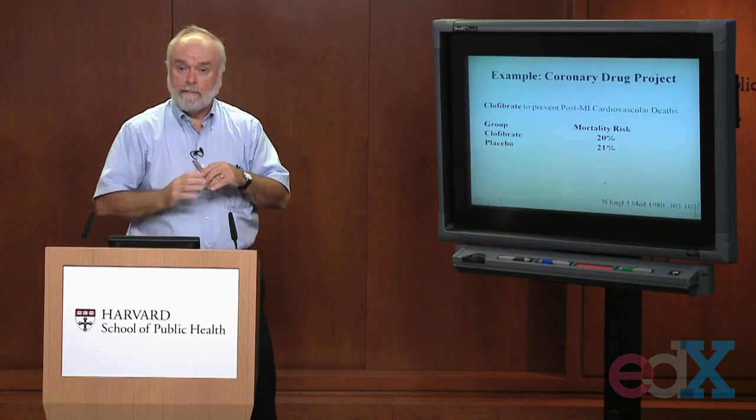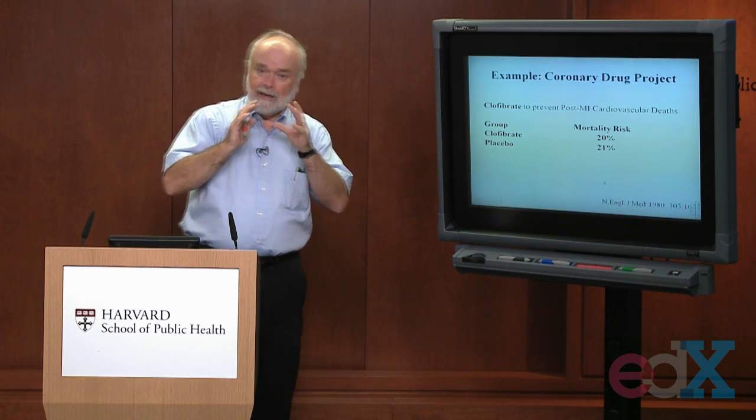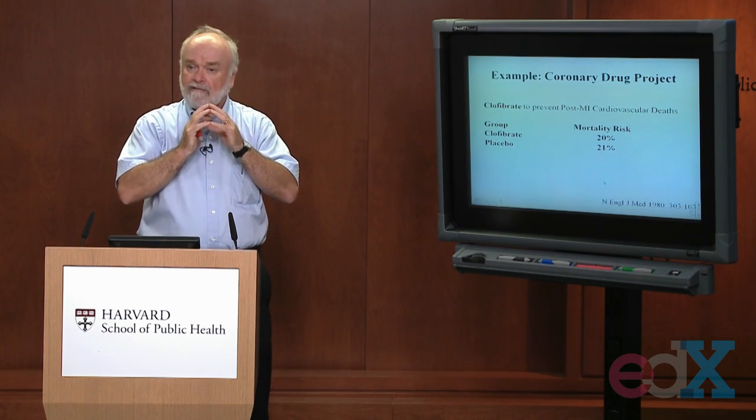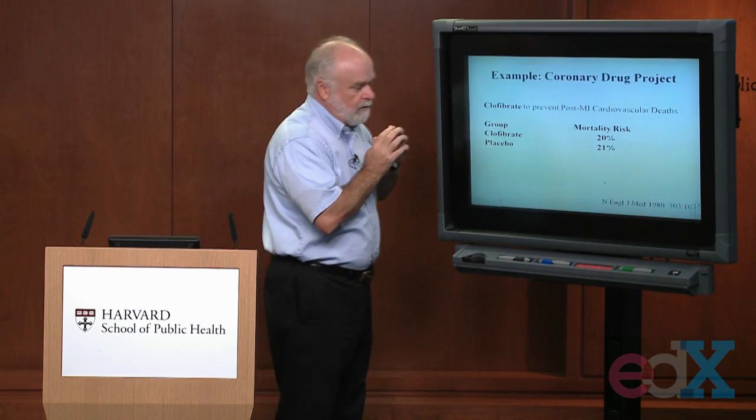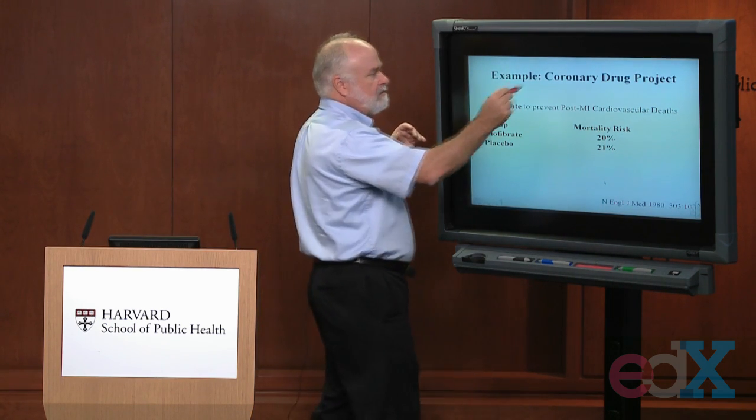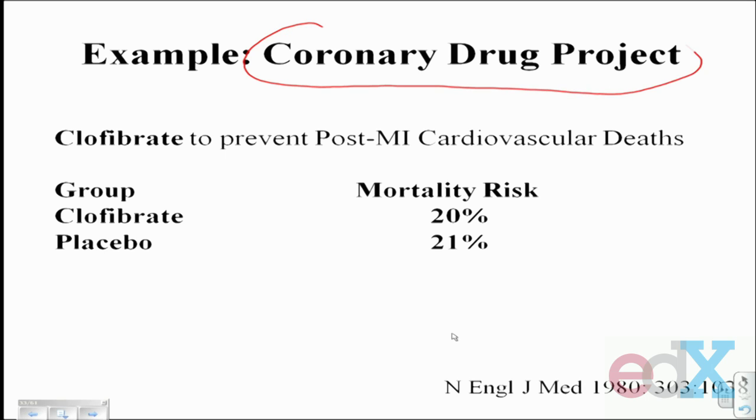Now, why is that important? I think a classic example that drives that home was a study that was published a number of years ago, in 1980, known as the Coronary Drug Project. And I've given you the reference on the bottom here. There was a clinical trial after patients who had suffered myocardial infarctions, trying to prevent them from dying. Post-MI cardiovascular death was the outcome of interest.